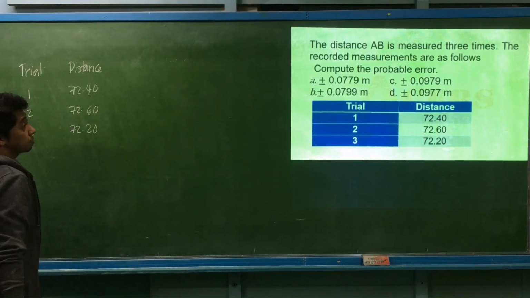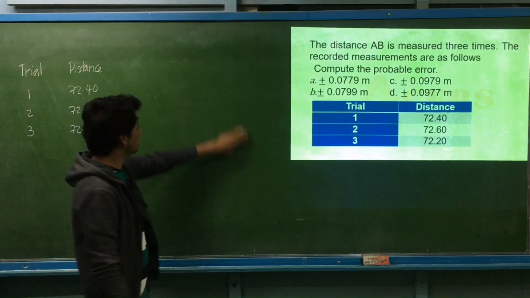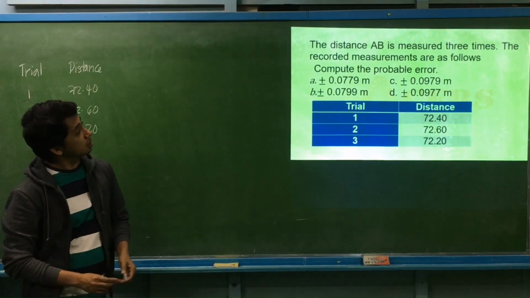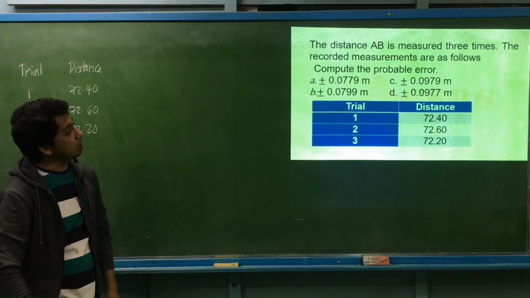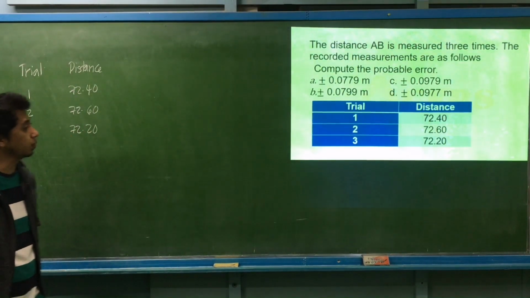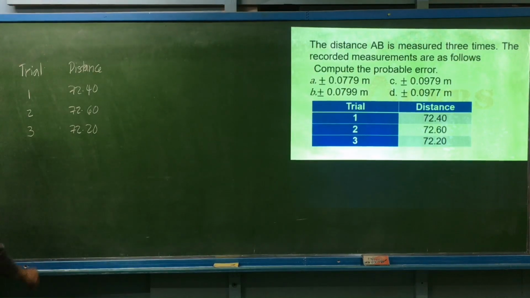So next example, this is for probable error. Distance AB is measured 3 times. The recorded measurements are as follows. Compute the probable error. Trial 1, 2, and 3. How to compute for the probable error?